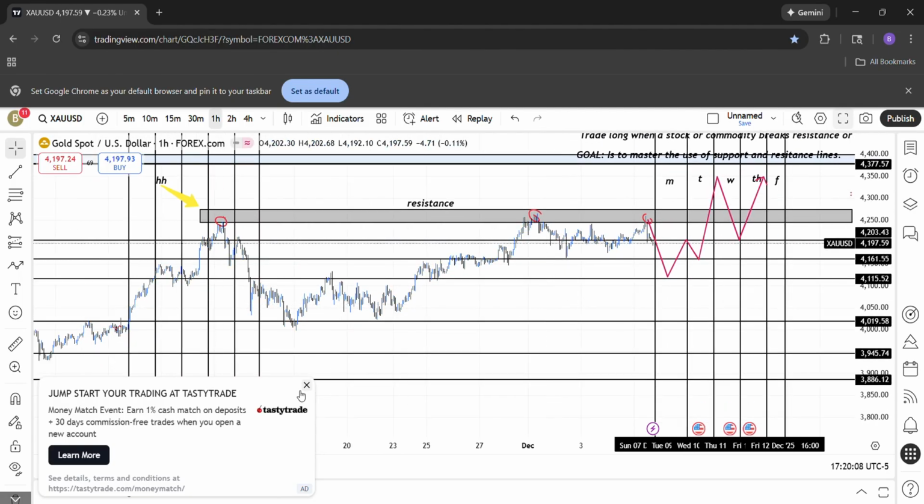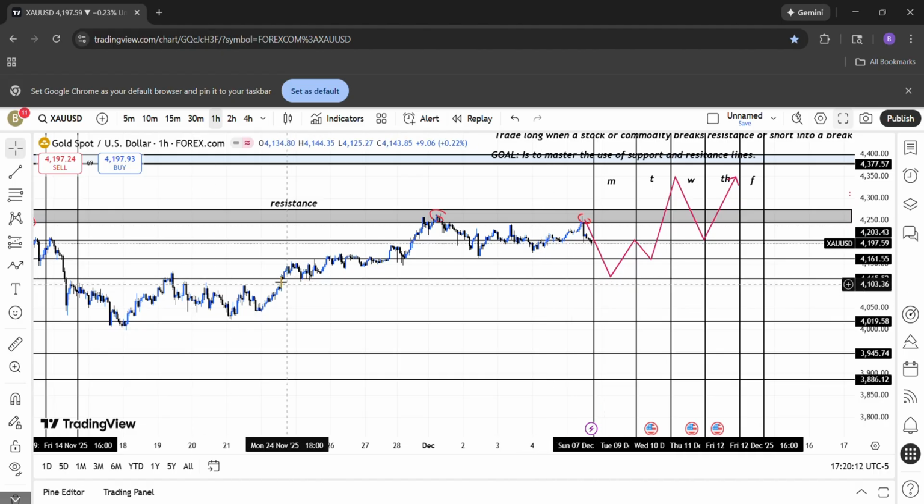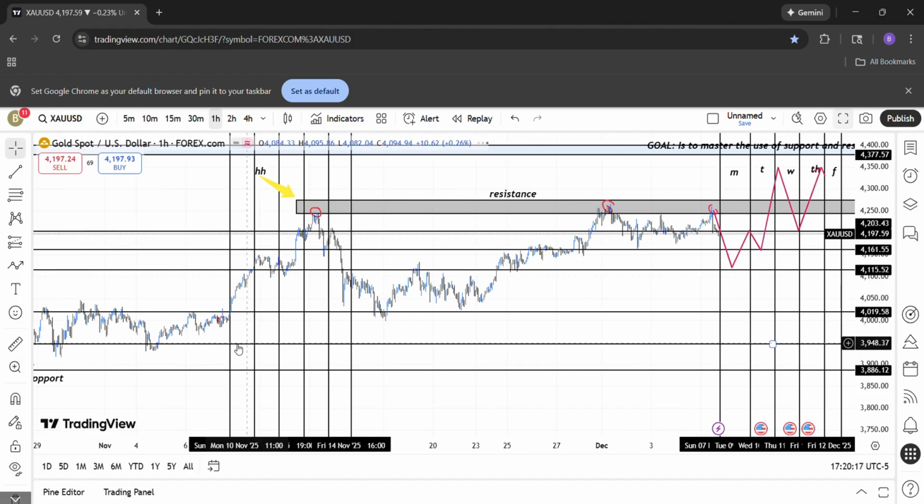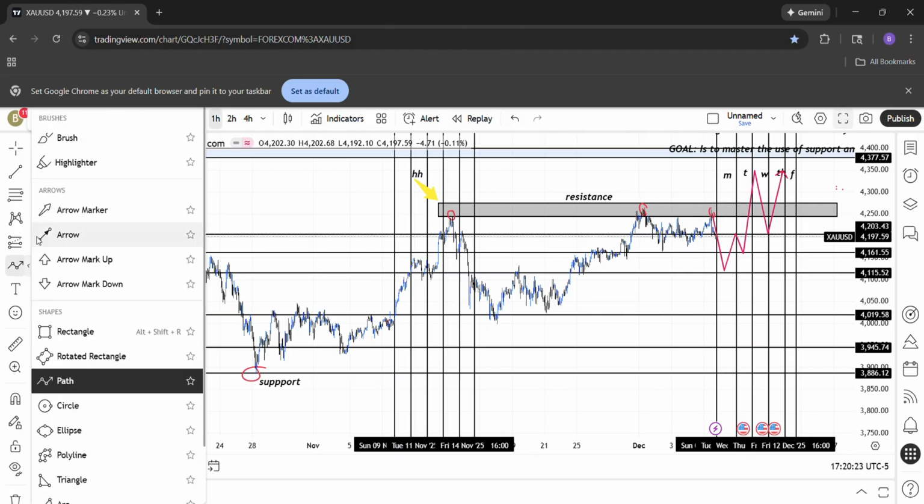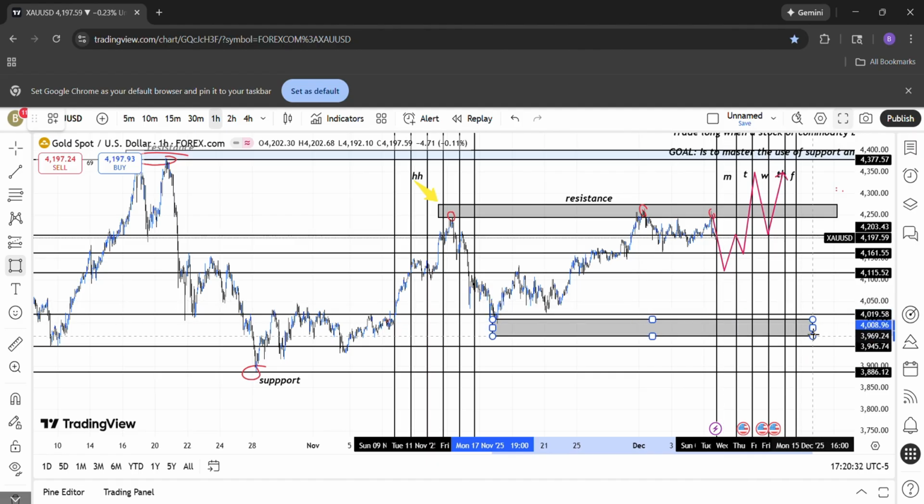So ideally what I'm looking for is the pullback to this zone right here. And you may ask, Brandon, why do you know that? How do you know, or why are you so certain, right? Because if we look back, we're now going to label our support lines. Just by looking at this, I can already tell, boom, that's our support.